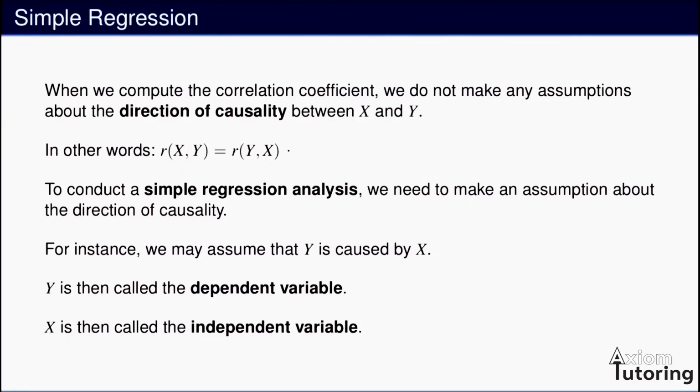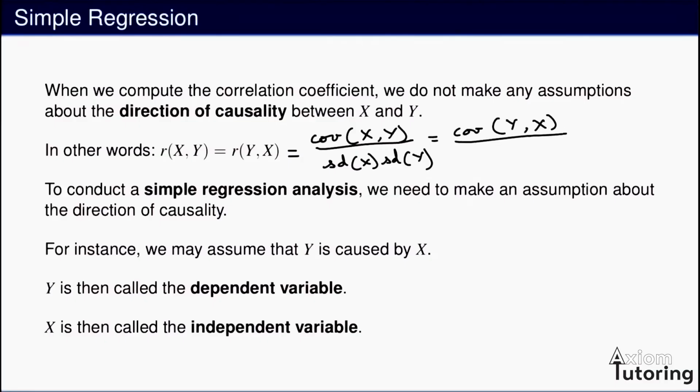difference. So remember that the definition of the correlation coefficient is the covariance between x and y divided by the standard deviation of x times the standard deviation of y. Now, this is exactly the same thing as the covariance between y and x divided by the standard deviation of y times the standard deviation of x, okay? Because the covariance also does not depend on the place of x and y.